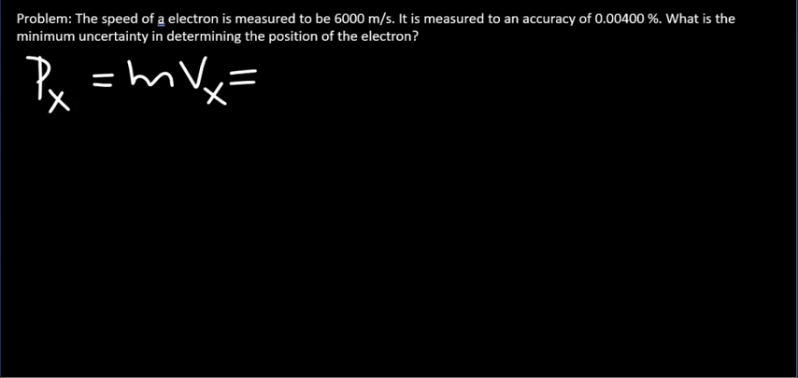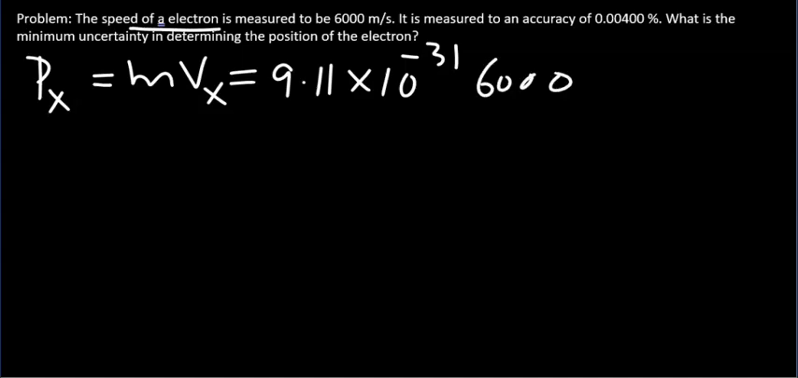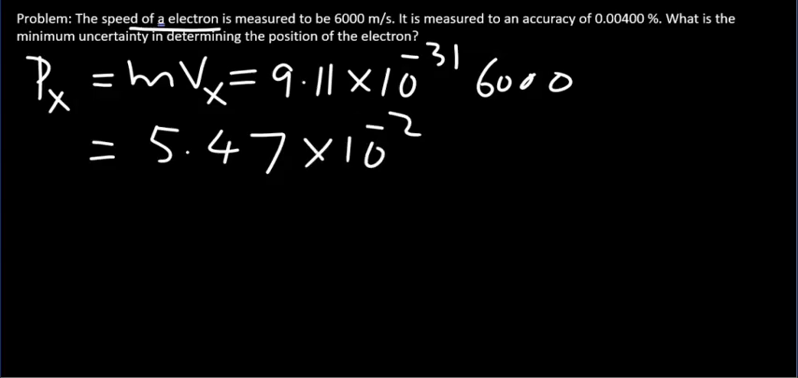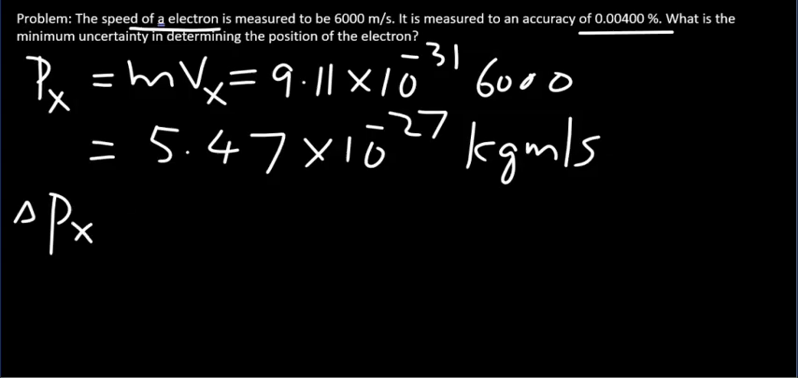So the mass of the electron is 9.11 times 10 to the power minus 31 kg. The speed, let's assume it is the x component of that velocity, is 6,000 meters per second, which gives about 5.47 times 10 to the power minus 27 kg meter per second. Since we know the velocity or the speed is measured to an accuracy of that much, that means the accuracy of the momentum must also be that much.